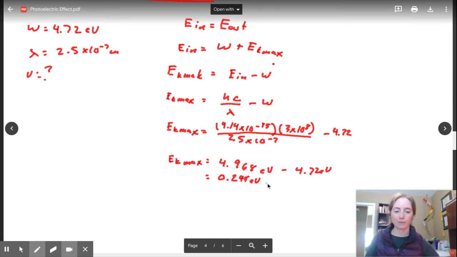So I need to convert this into joules, and your conversion factors are on the back of your data sheet. So 1.6 times 10 to the negative 19 joules divided by 1 electron volt. EVs cancel. I am left with joules. So my EK max, ladies and gentlemen, in joules is 3.968 times 10 to the power of negative 20 joules.